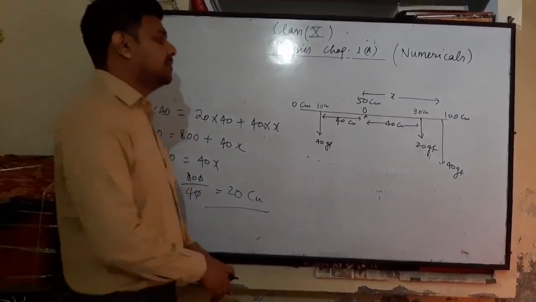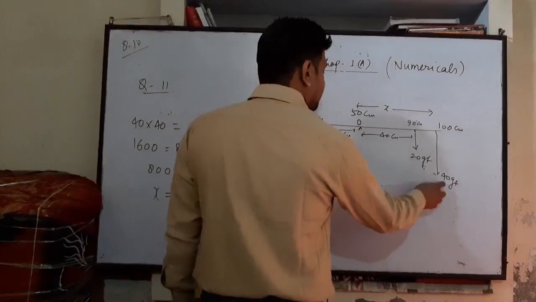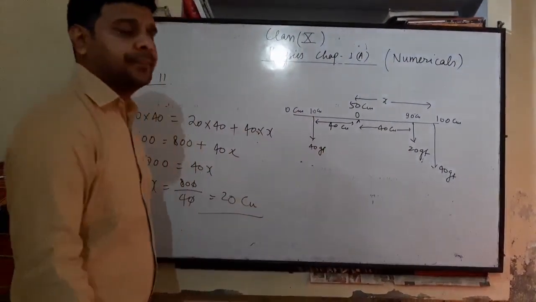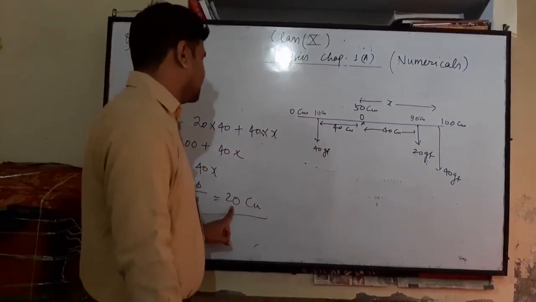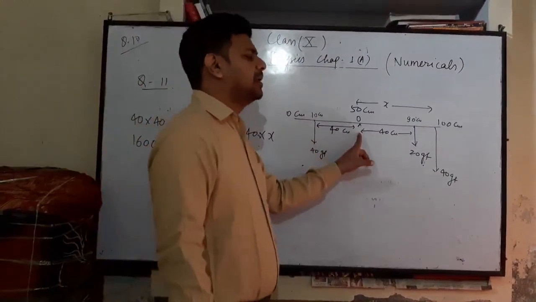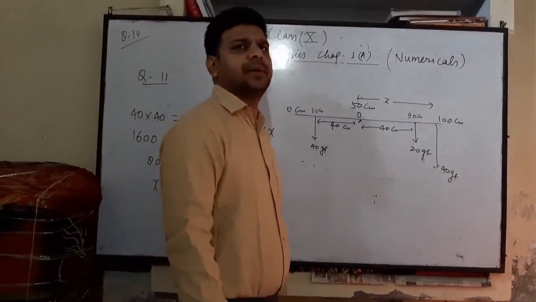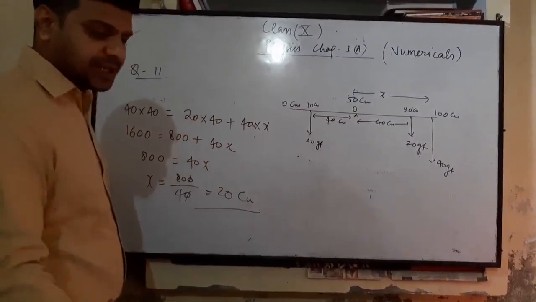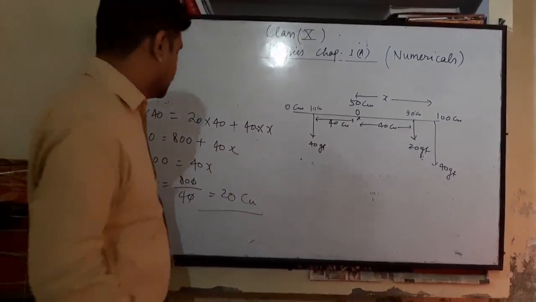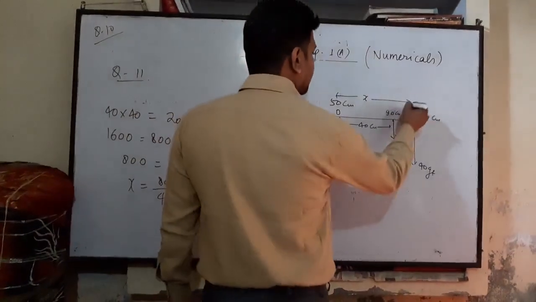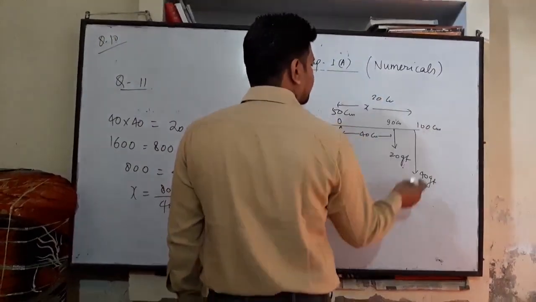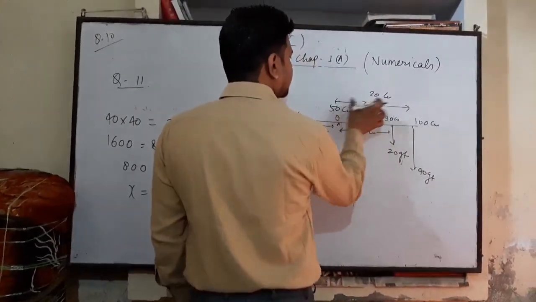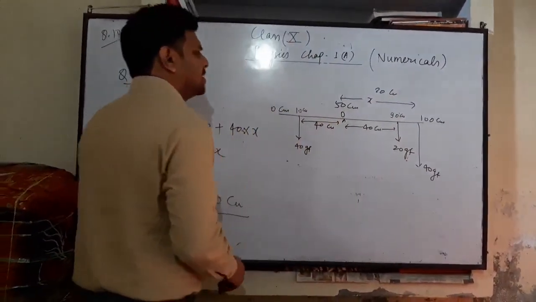It means we have to suspend this weight at 20 centimeter distance from the midpoint on this side. Okay, this is the required distance. 20 centimeter means the 70 centimeter mark, at the 70 centimeter mark.